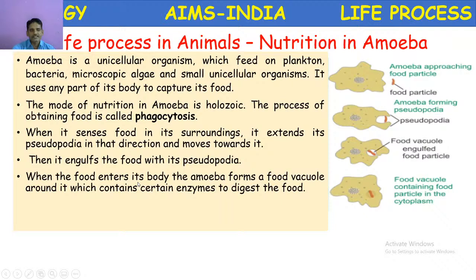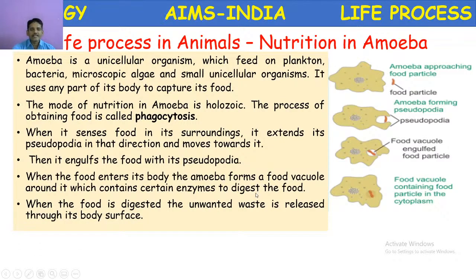When the food enters its body, the amoeba forms a food vacuole around it, which contains hydrolytic enzymes to digest the food. That's why the digestion in amoeba is intracellular digestion. When the food is digested, the unwanted waste materials are released out through the body's surface by means of the diffusion process. So like this, the digestion takes place in amoeba.